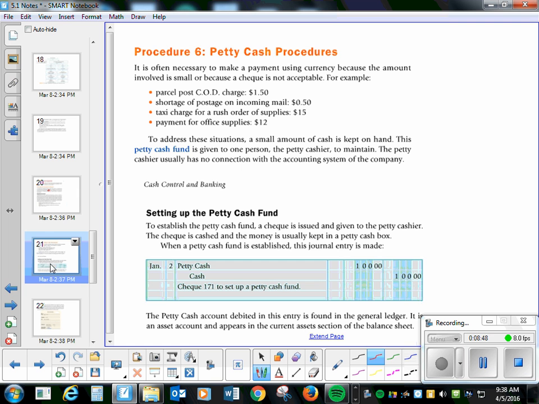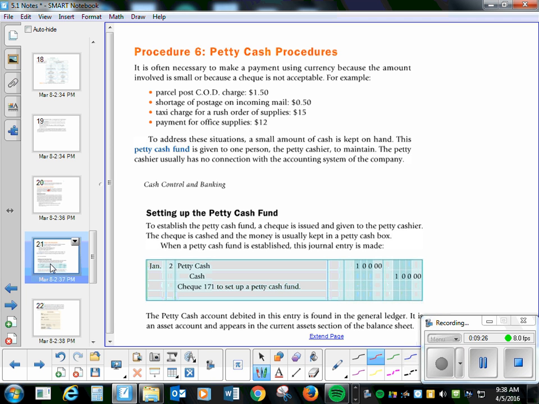Petty cash procedures. It's often necessary to make a payment using currency because the amount involved is small or because a check is not acceptable. Like paying for a parcel that is cash on delivery, $1.50. Shortage of postage on incoming mail, 50 cents. A taxi charge for a rush order of supplies for $15, a payment for office supplies, $12. To address these situations, a small amount of cash is kept on hand. This petty cash fund is given to one person, the petty cashier, to maintain. The petty cashier usually has no connection with the accounting system of the company.